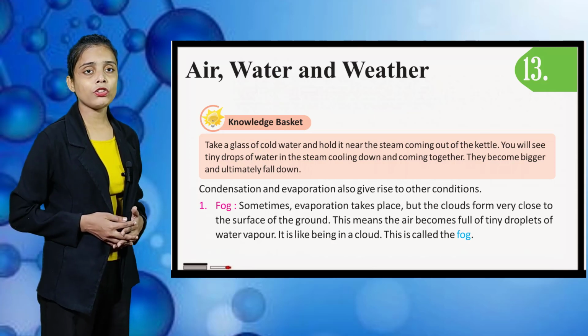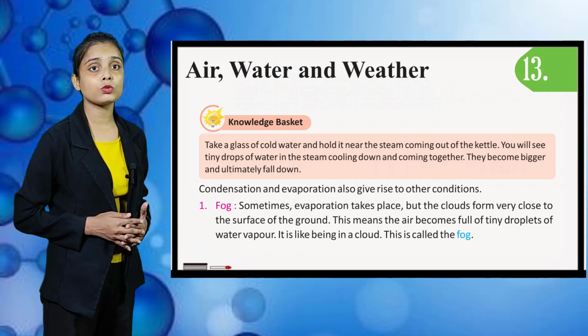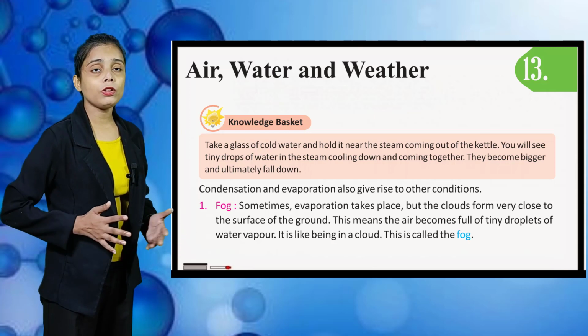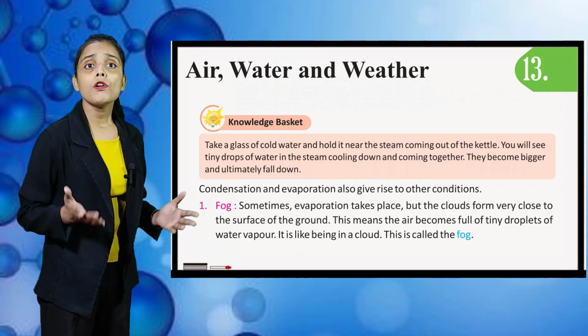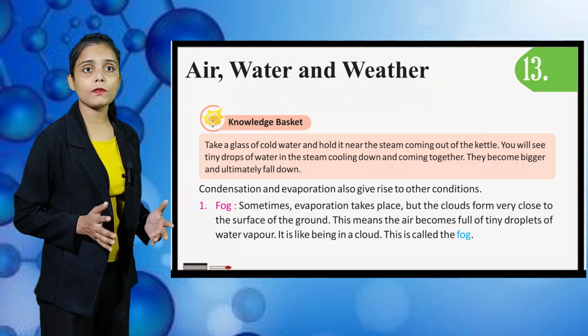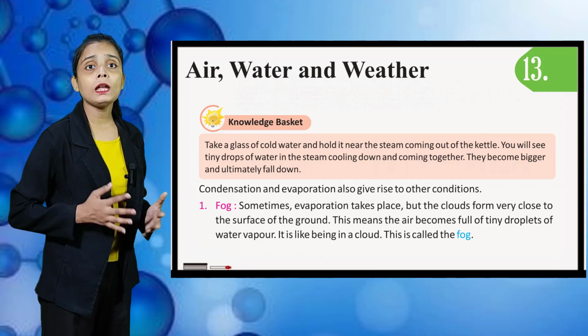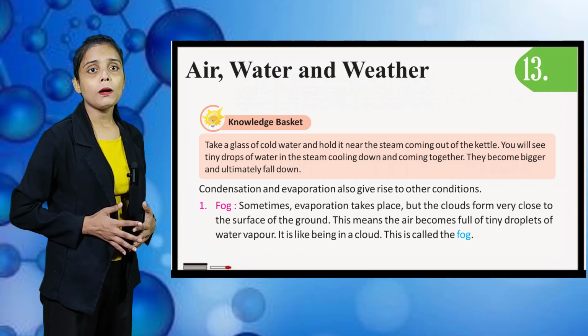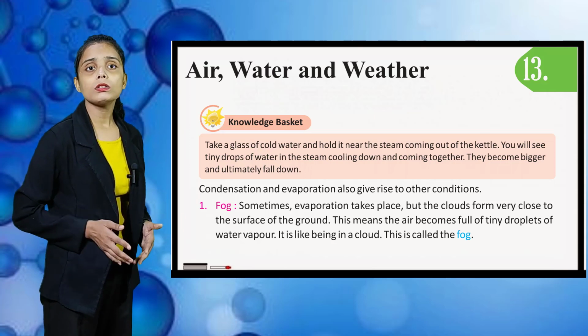So now condensation and evaporation also give rise to the other conditions. First is fog. Sometimes evaporation takes place but the clouds form very close to the surface of the ground. This means the air becomes full of tiny droplets of water vapor. It is like being in a cloud. This is called the fog.